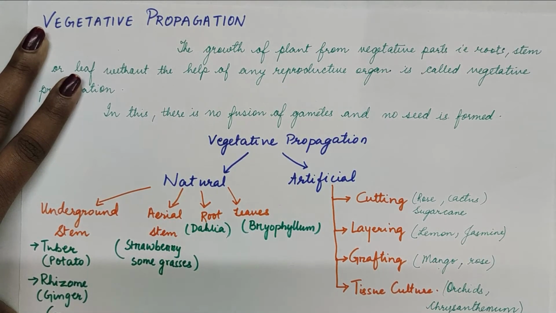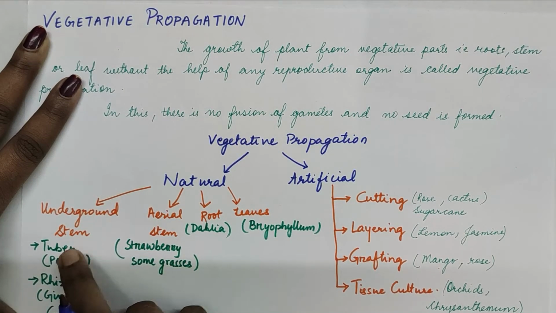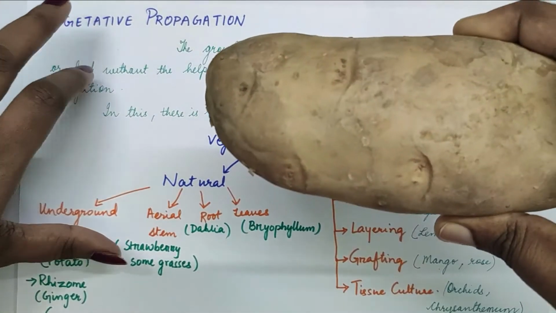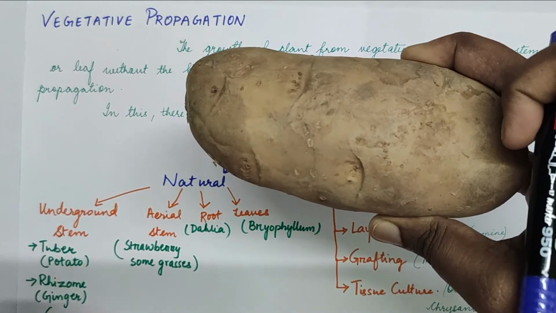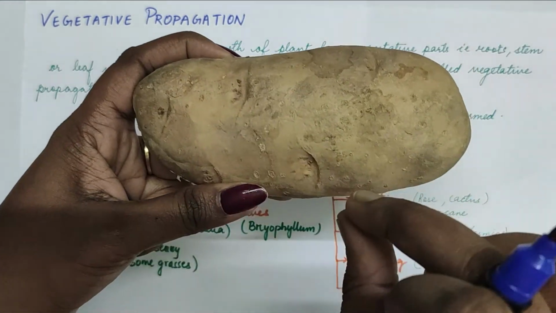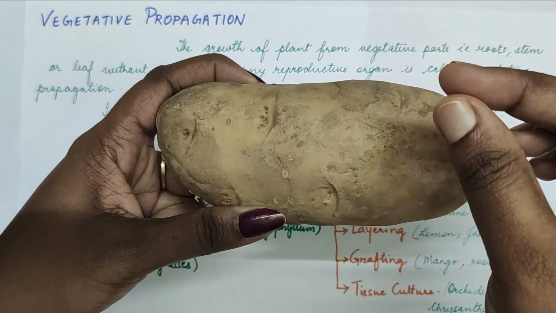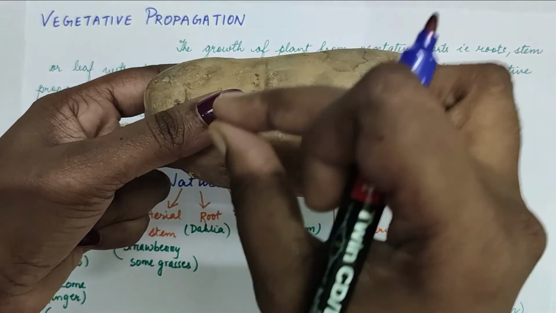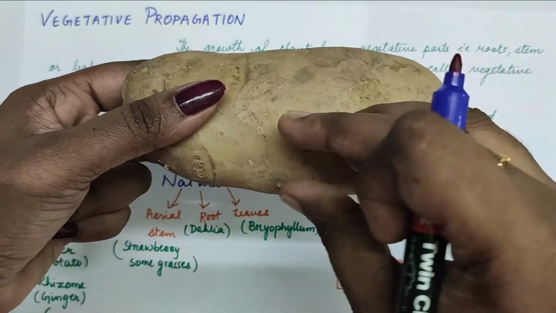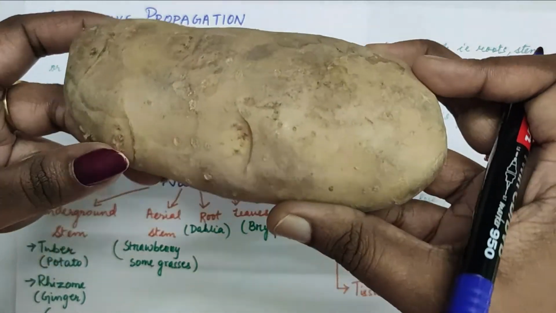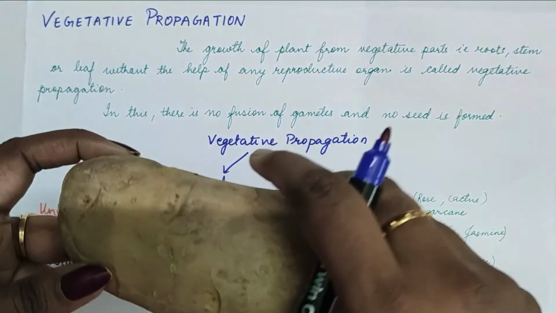For a quick understanding of the natural method, first the underground stem. The first one is a tuber. As I'm showing you a potato, this is the best example of a tuber. In this you can see these parts which are called the eye, and from here a new plant can develop. Even if you keep this potato for some days, you can see some growth happening in this part. So if you cut and plant that, you will see a new potato plant growing. So that's a tuber, a fleshy underground stem.